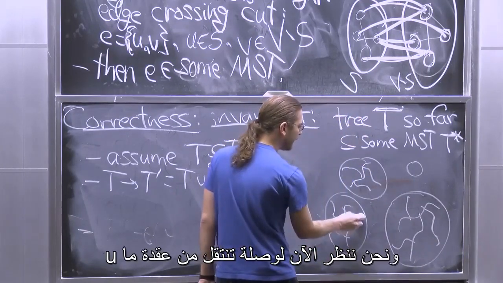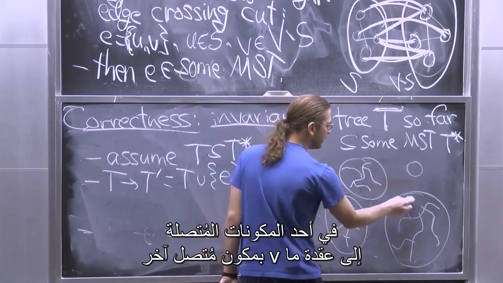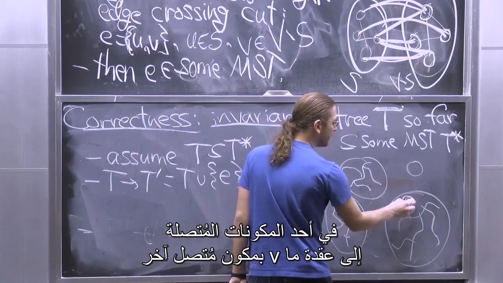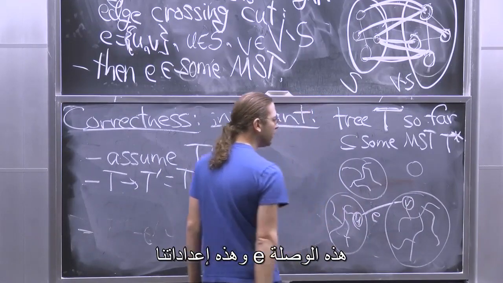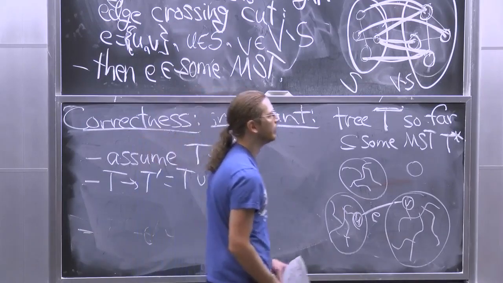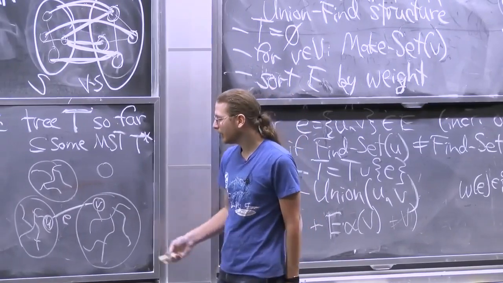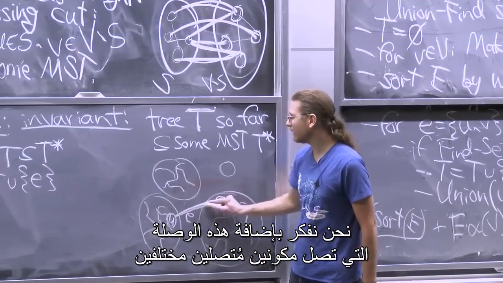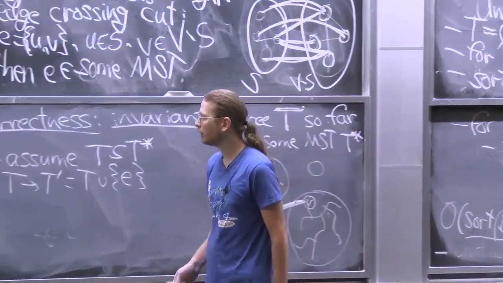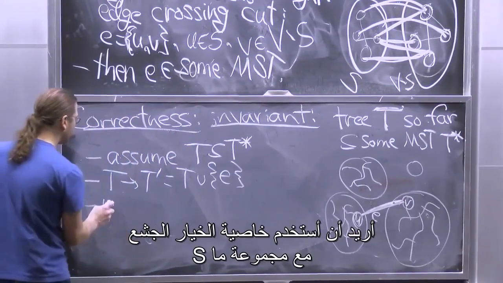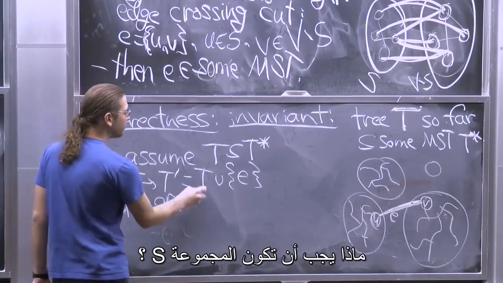Okay, and now we're looking at an edge that goes from some vertex U in one connected component to some vertex V in a different connected component. This is our edge E. That's our setup. Because the union find data structure maintains connected components, that's another invariant to prove. We're considering adding this edge, which connects two different connected components. So I want to use the greedy choice property with some S. What should S be?